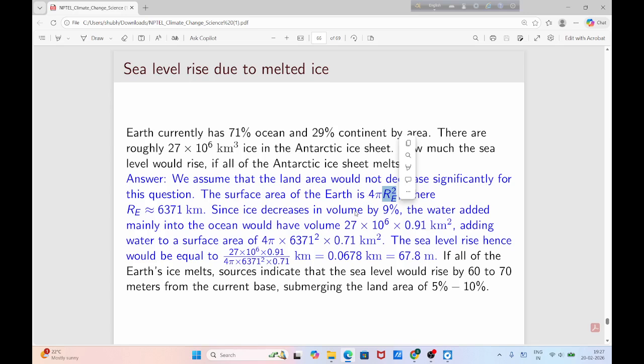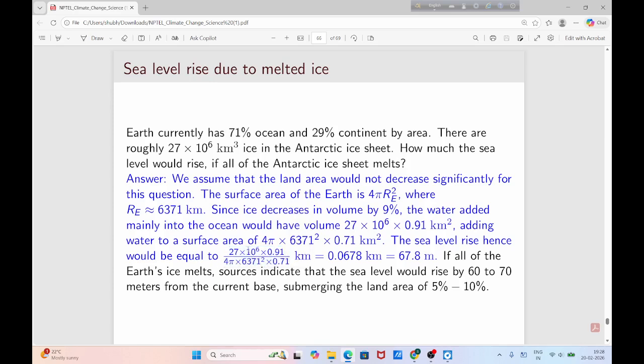Another problem is that when the ice melts, it decreases in volume by 9%. So if you melt 27 times 10 to the power 6 kilometer cube of ice, the water will be less than that. So we have multiplied that factor on top. At the bottom we put the area of the ocean. The area is 4 pi r square, and just 71% of it is ocean, so we multiplied by 71%.